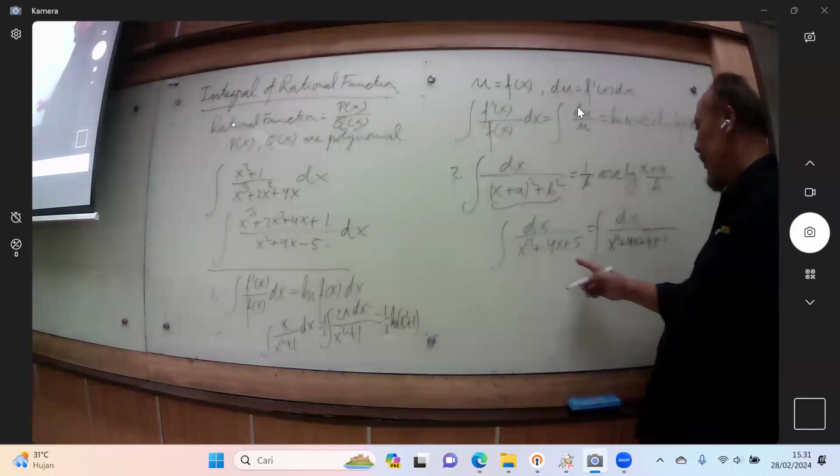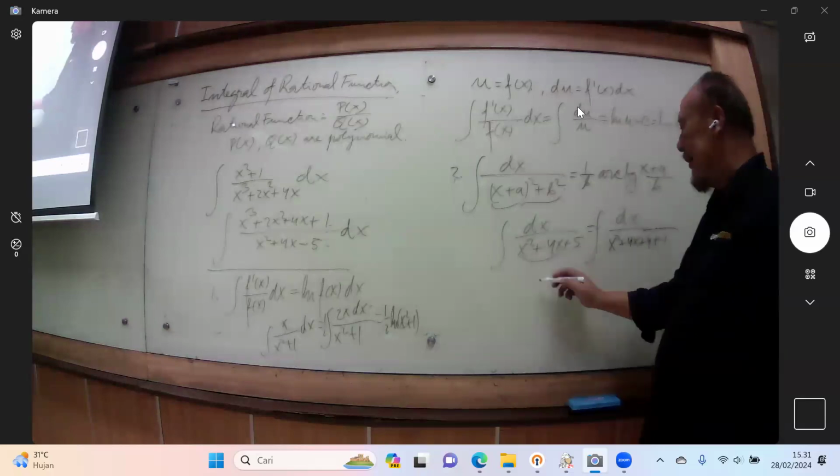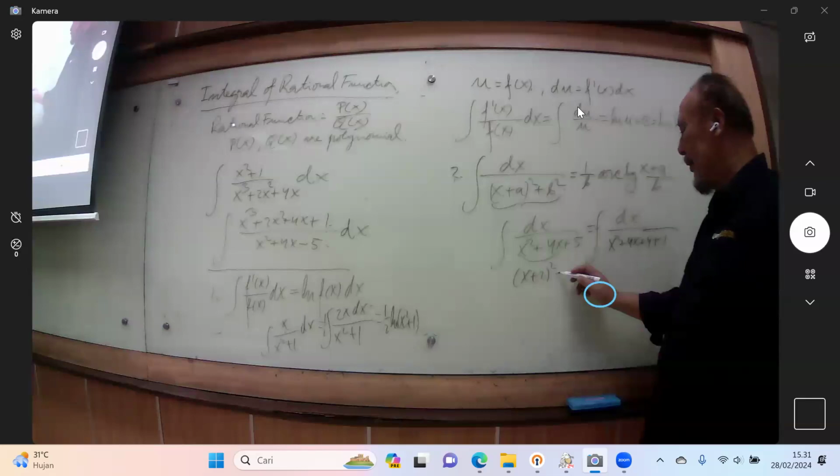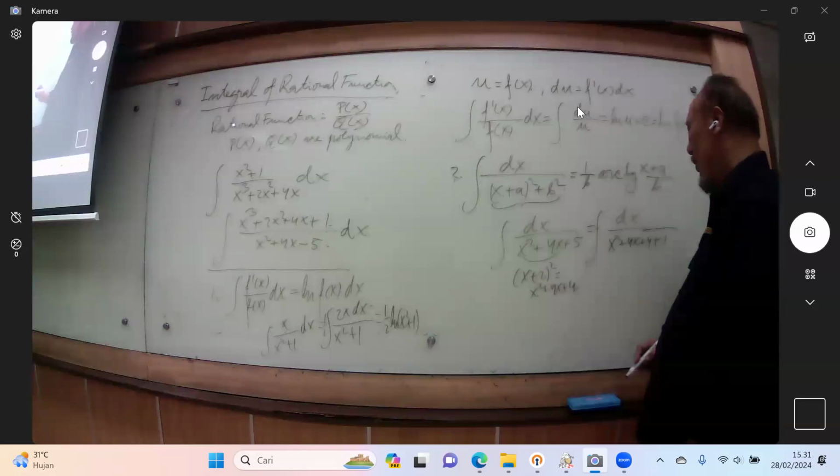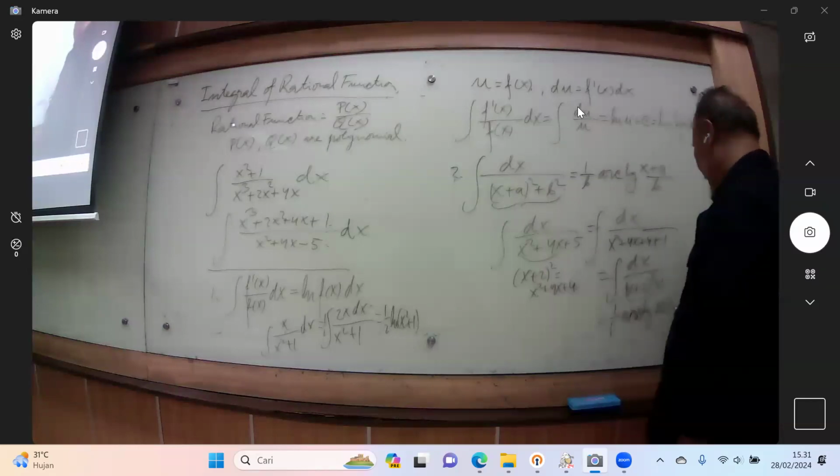Because we know that if we have x squared plus 4x, to make it (x plus 2) squared we need x squared plus 4x plus 4. Now we have 5, so we have 4 plus 1. Then the integral of dx divided by (x plus 2) squared plus 1 is 1 divided by 1 times arctangent of (x plus 2) divided by 1, or arctangent of x plus 2.